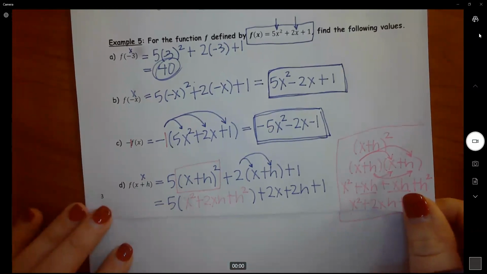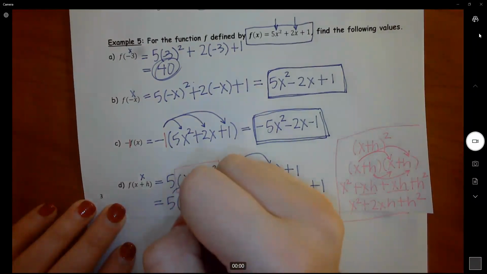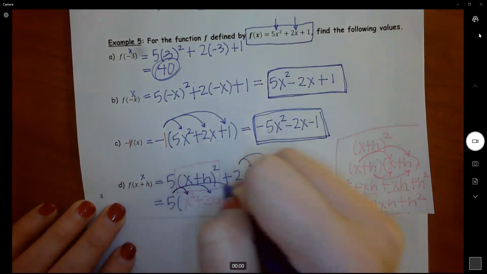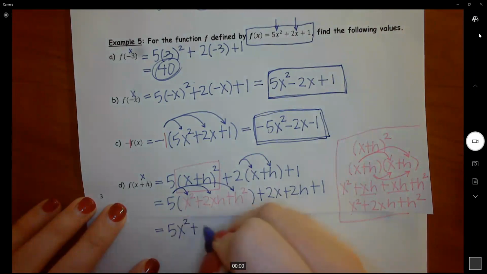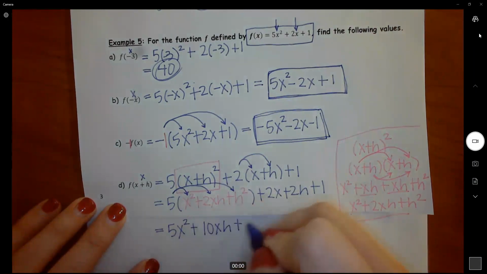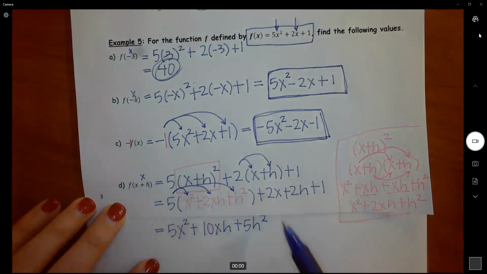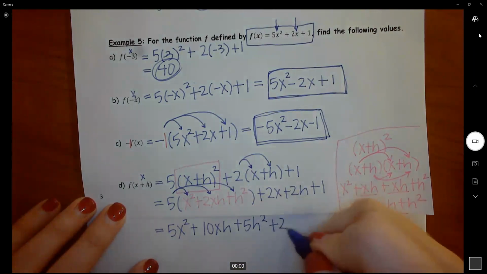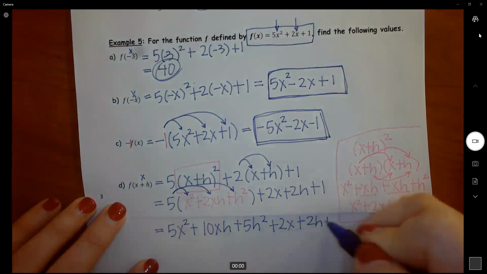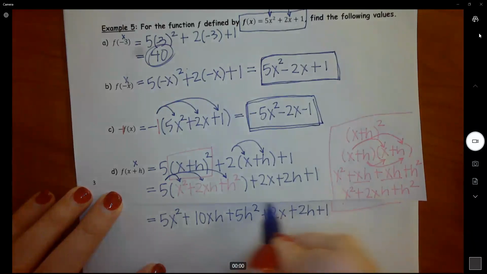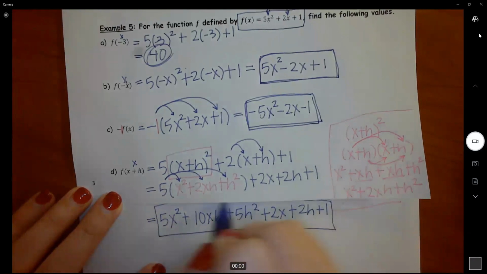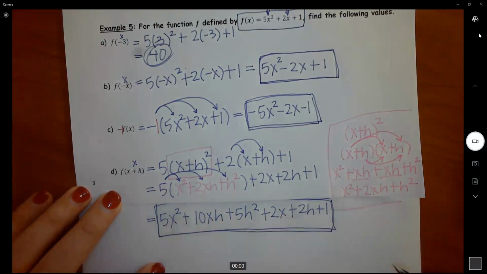And then my last step is to now distribute this 5 to all 3 terms. So I get equals 5x squared plus 10xh plus 5h squared, and then bring down my other 3 terms. And then that is simplified. I cannot combine anything else because there are no like terms to combine.